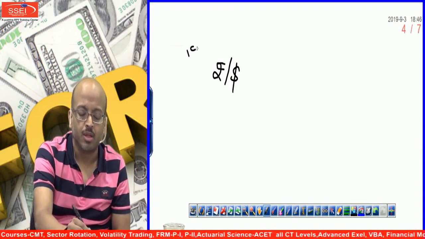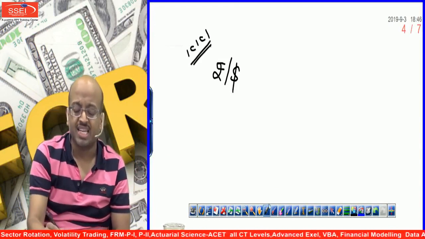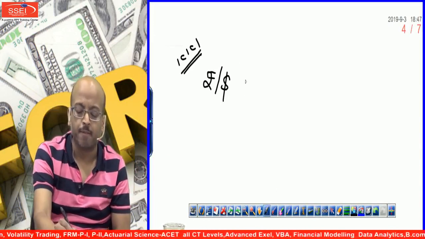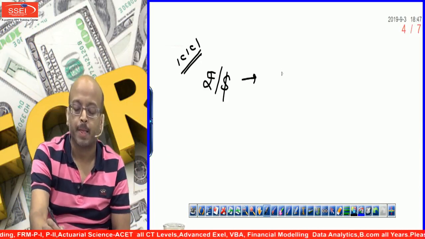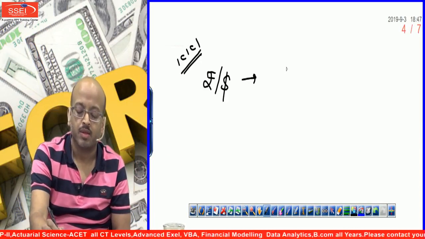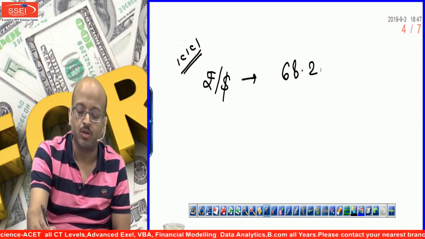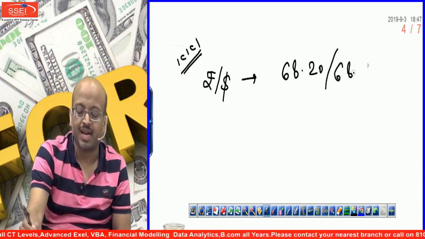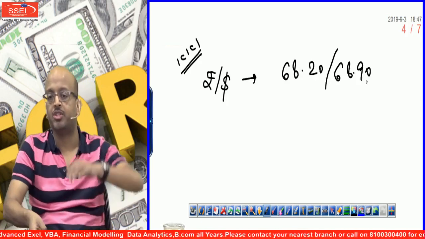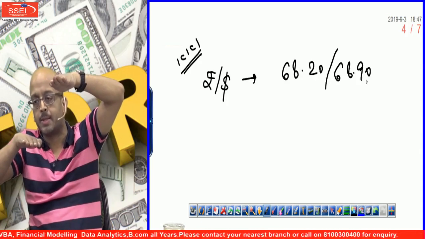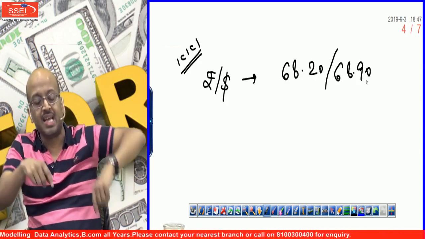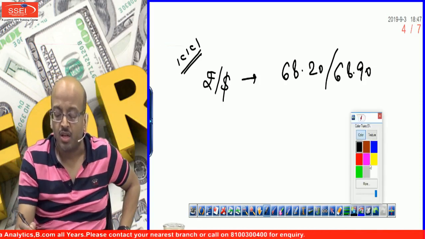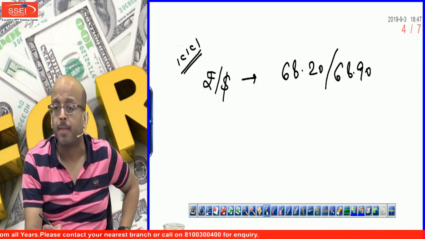Rupee per dollar. ICICI Bank is quoting 68.20 oblique 68.90. I hope you understood this. ICICI, over here, what is the base currency? Dollar.